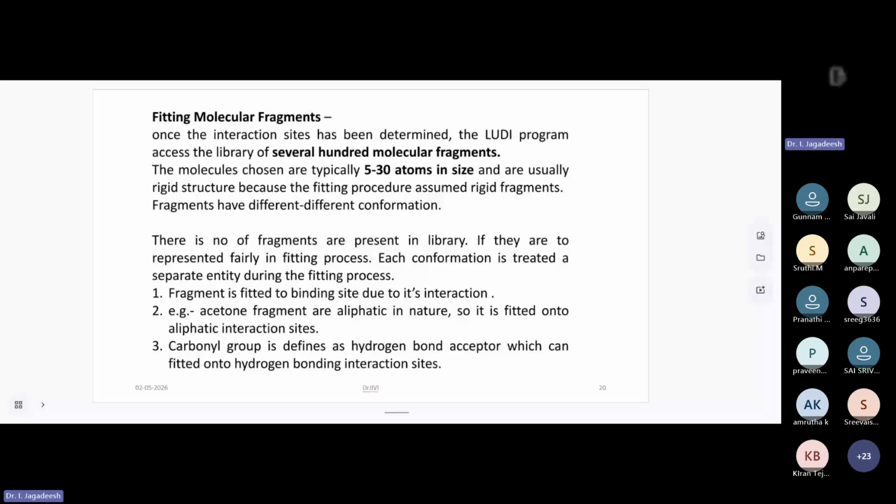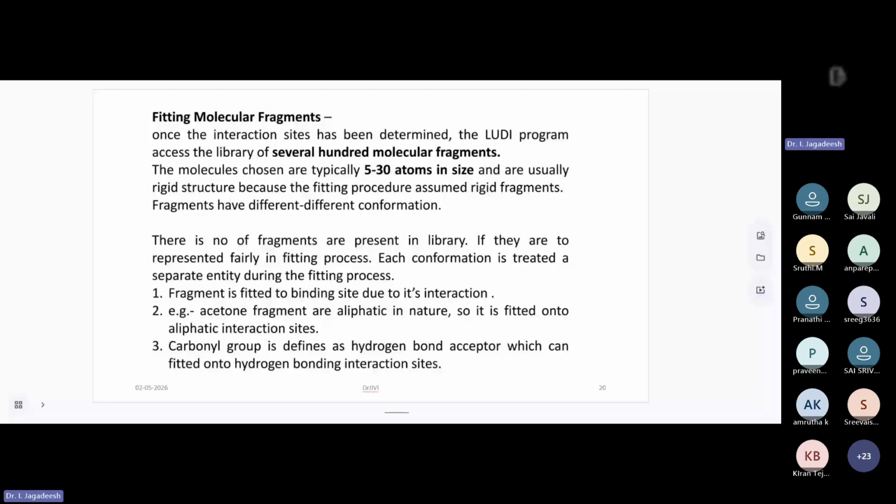They are usually rigid structures, because we require the fragment to be rigid, while the linkers will take the flexibility for the rotation. Because of the fitting procedure, assuming rigid fragments, the fragments can have different conformations also, because when we are rotating the fragment through 360 degrees, we need to identify how it behaves with the interaction site, and we need to take that into account for our further optimization.